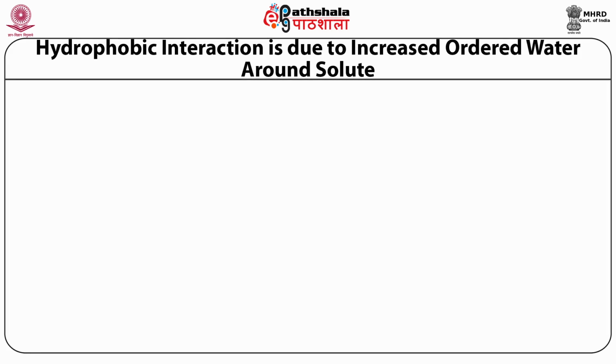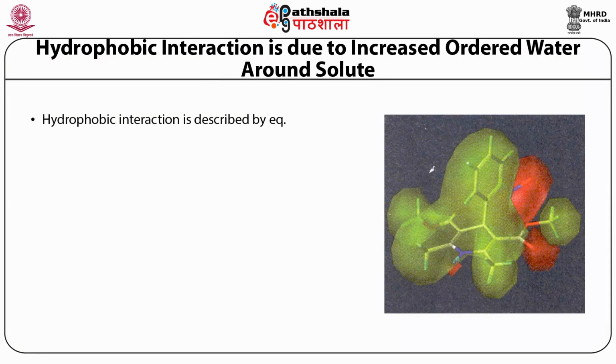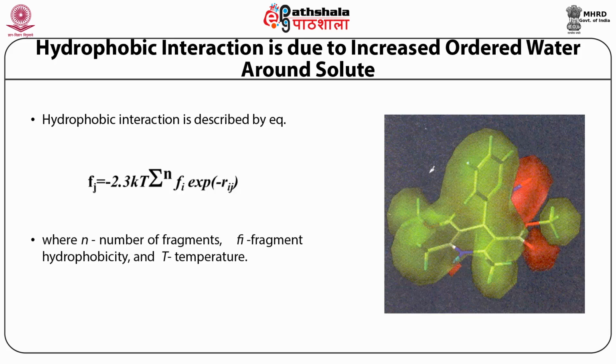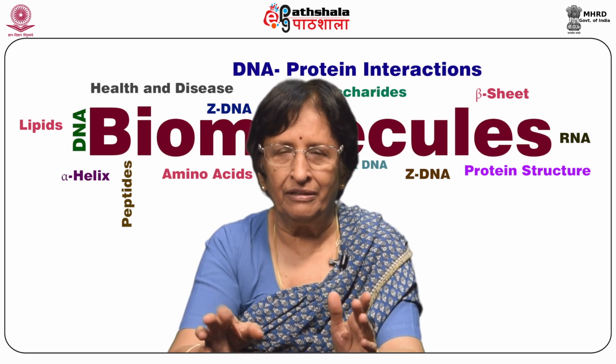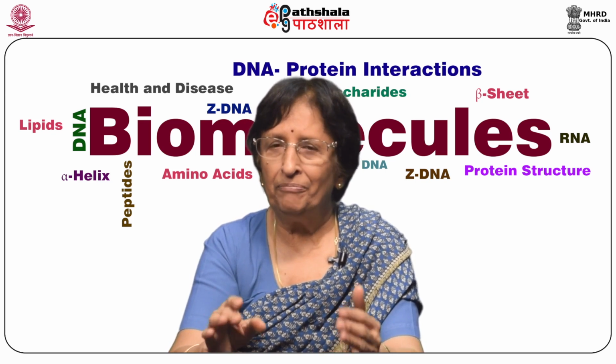Another important contribution is the hydrophobic contribution. And again, considering its importance, a number of computer software programs became available for computation of hydrophobic maps around the molecule. The interaction is generally described by the equation Fj equal to minus 2.3 kT, summed over all the fragments, Fi times exponential to the power minus Rij, where Fi is the fragment hydrophobicity and T the temperature. Free energy of interaction between small molecules and protein.